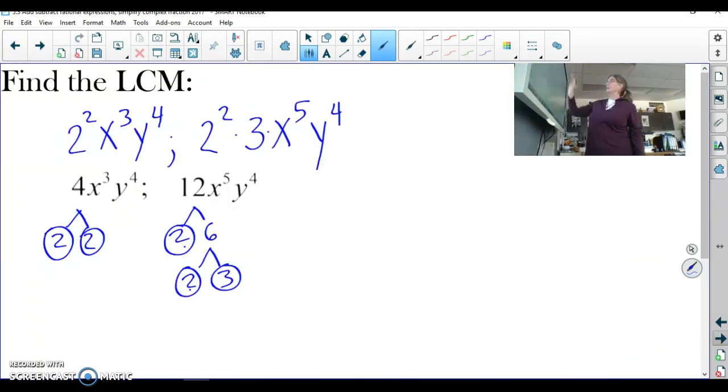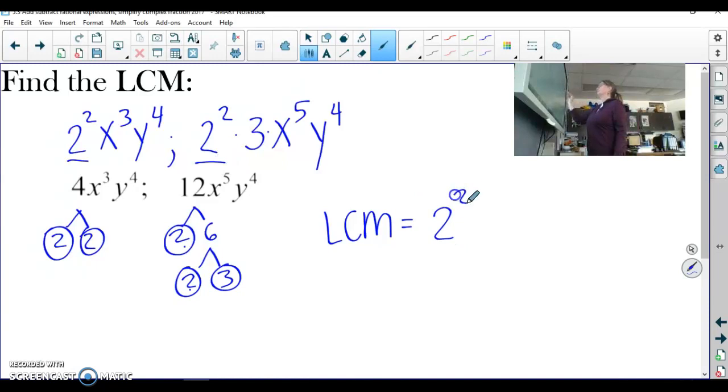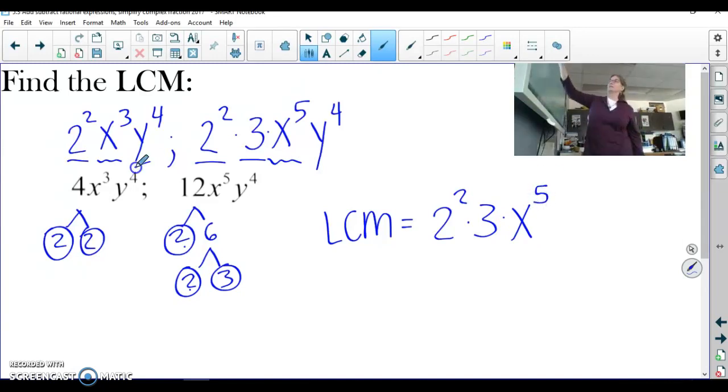So the highest power of 2, looking at both of these expressions, is 2 squared. Then you have a 3 over here to the 1st. That's the highest power in either expression, so that's going to be part of my least common multiple. I've got an x cubed over here, and I got an x to the 5th. The highest power is x to the 5th. And then I have a y to the 4th and a y to the 4th, so the highest power in either expression is y to the 4th. This is my least common multiple.